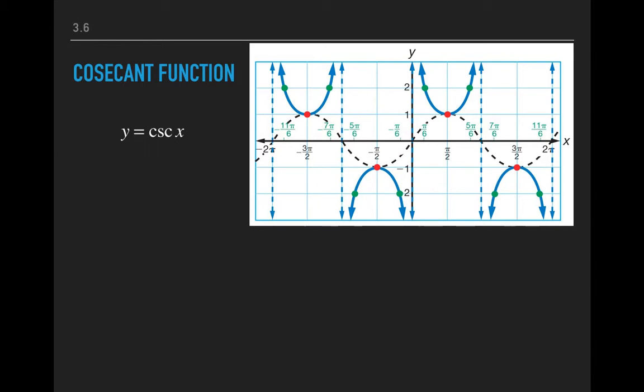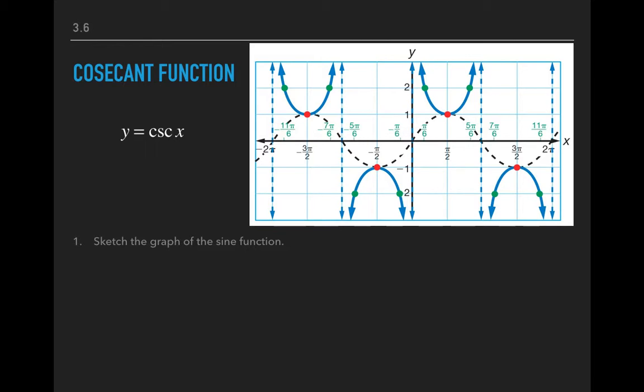If you recall, the cosecant function is the reciprocal of your sine function. So if you wanted to actually graph a cosecant function, the first thing you'd want to do is graph the sine function, and you can see that graphed in that black dashed line above. That is your sine function. It's kind of snaking between 0 and 2 pi.